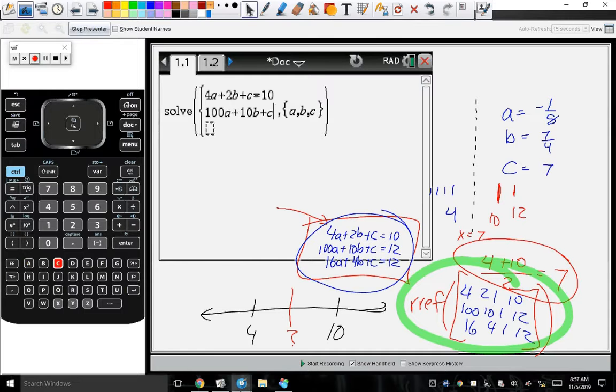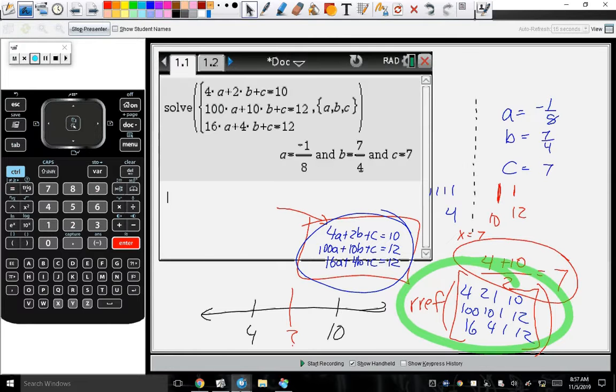So 4A plus 2B plus C is equal to 10, then 100A plus 10B plus C is equal to 12, and last but not least, 16A plus 4B plus C is equal to 12. And you get the same numbers that we got with the augmented matrix. Any questions?